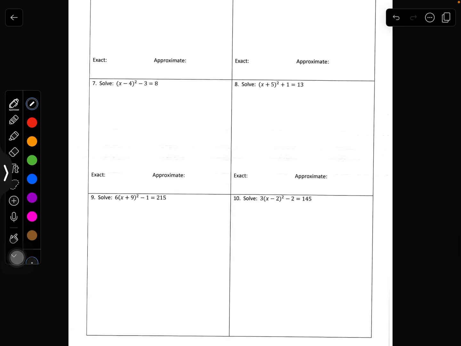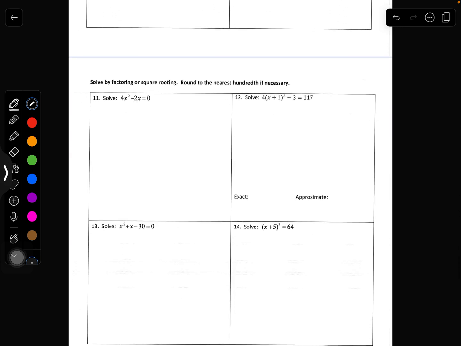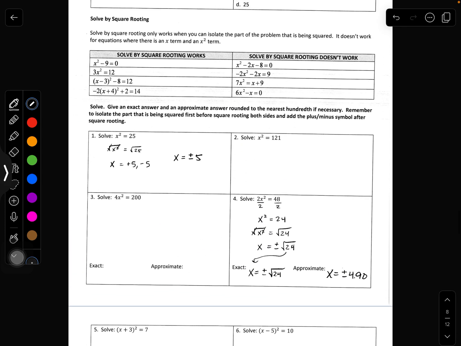Now, there are going to be times when we have that squared with parentheses. I want you to practice numbers 2 and 3.